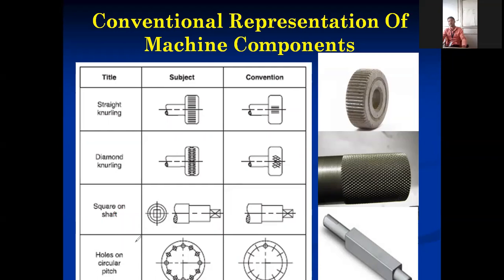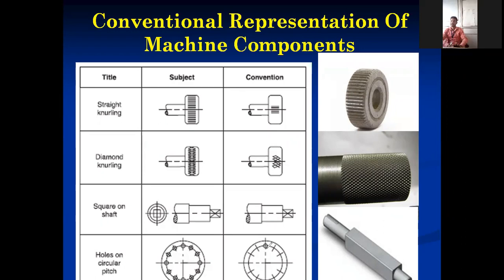Next one, holes on circular pitch. Actually, there is no technical application. Holes on circular pitch means what? There are two figures in which, if a particular component is having n number of holes, then what we have to consider? Only one hole is shown, remaining we can show by its center line. That is the meaning of holes on circular pitch.